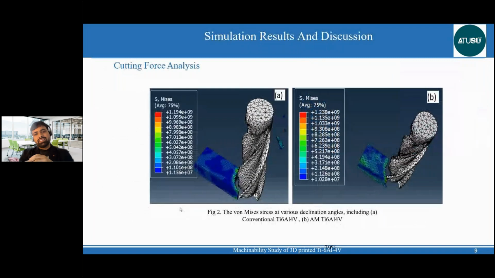Further, you can see that in image A we have the conventional titanium, and in section B we have the additively manufactured one. The properties of this material I got from the literature, and this helps me model the material and perform the whole operation with the help of the literature review.